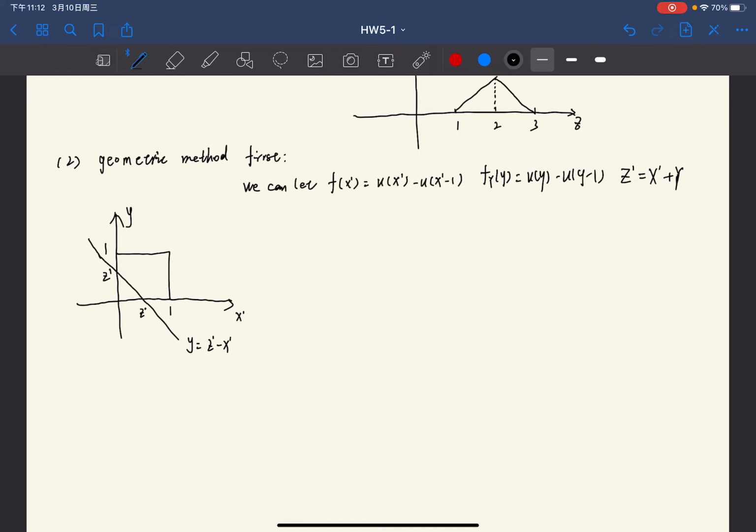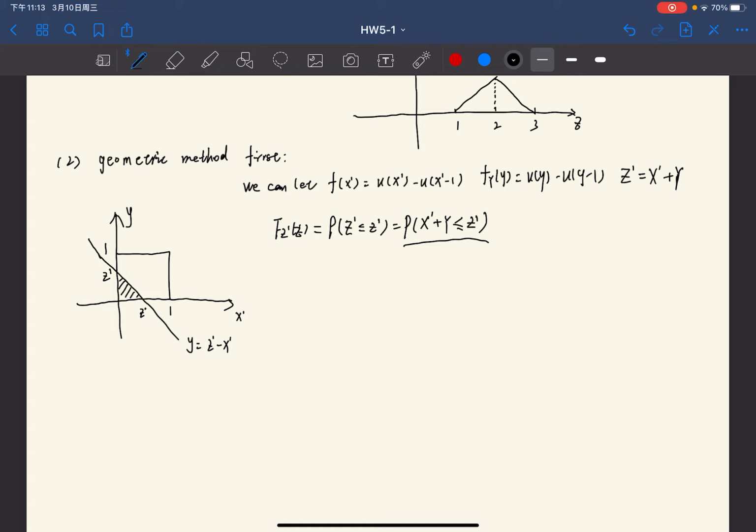And it is obvious that when the line is in the square, the probability should equal the probability of f z prime z. Using the definition, it equals the probability that z prime is smaller or equal to z prime, which should equal x prime plus y smaller or equal to z prime. And it is obvious that when the line is in the square, this probability should equal the area of the shaded region.